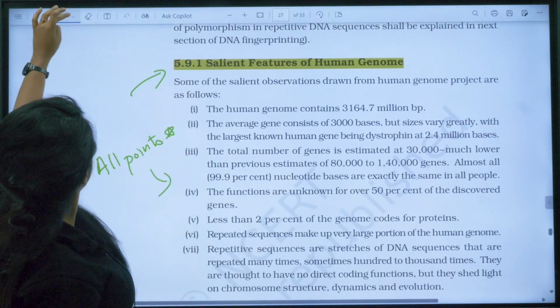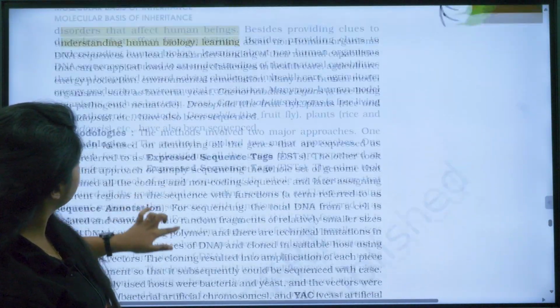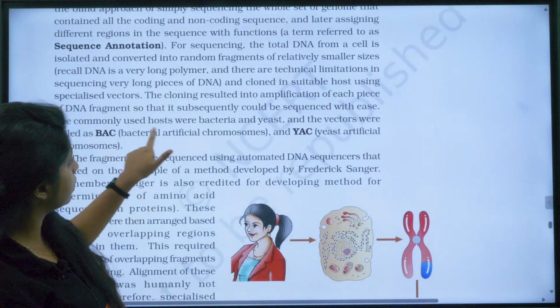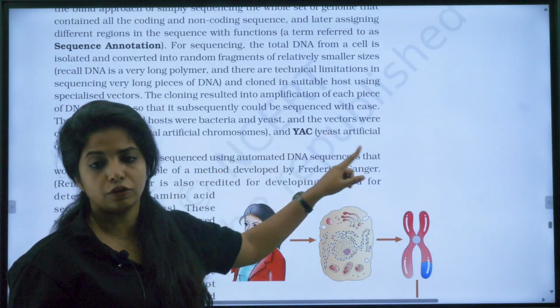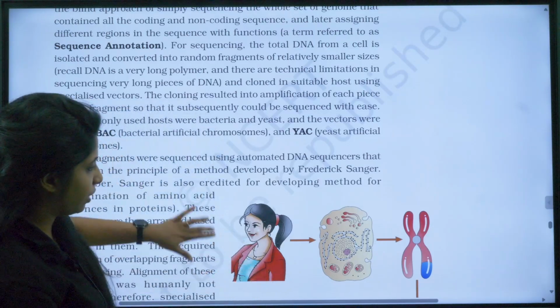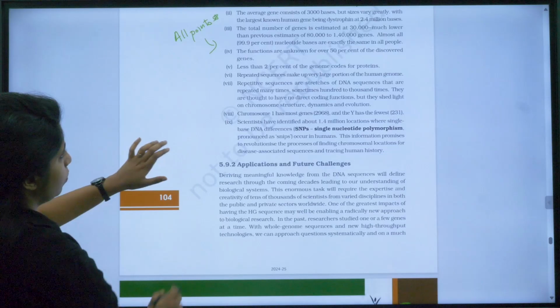Okay, now over here, BAC and YAC is there just for your information, know it. Okay, where is BAC and YAC? BAC is bacterial artificial chromosome and YAC is yeast artificial chromosome. They are going to act like vectors. They are going to act like what? Vectors. Yes.